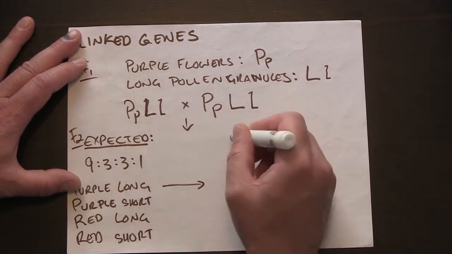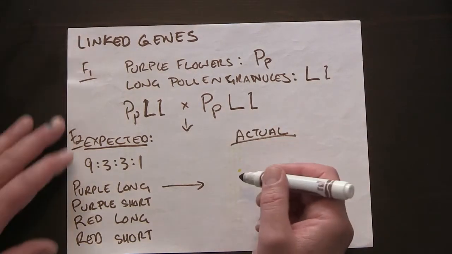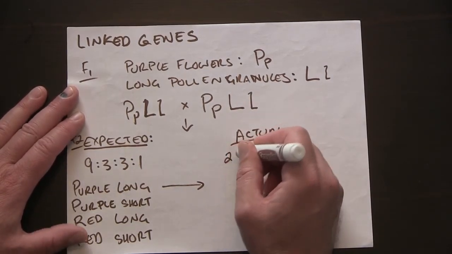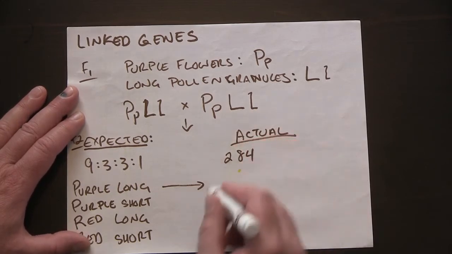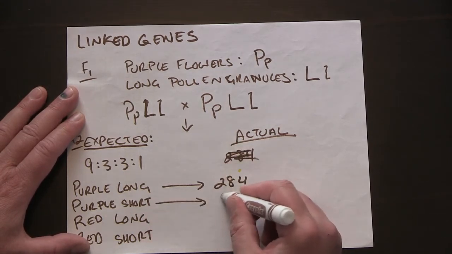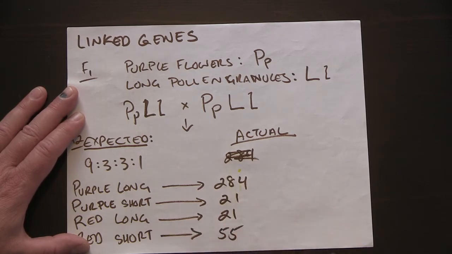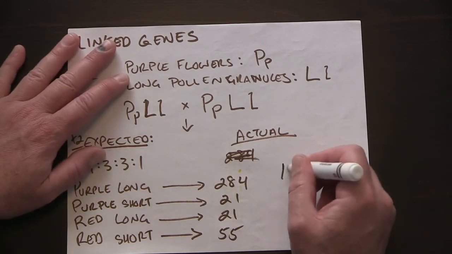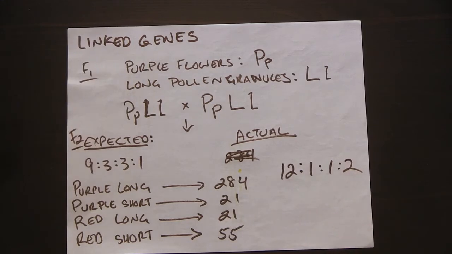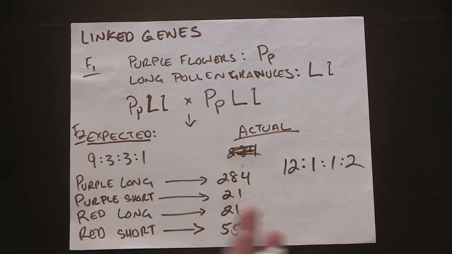What they actually got, though, was, well, here I'll actually just put down the numbers. 284 of that combination, 21 of that combination, 21 of that combination, and 55 of this combination. And this ratio ends up being more like 12:1:1:2, so like totally off base, right? Way not what should be predicted by Mendel's Law of Independent Assortment. So they realized something was up.